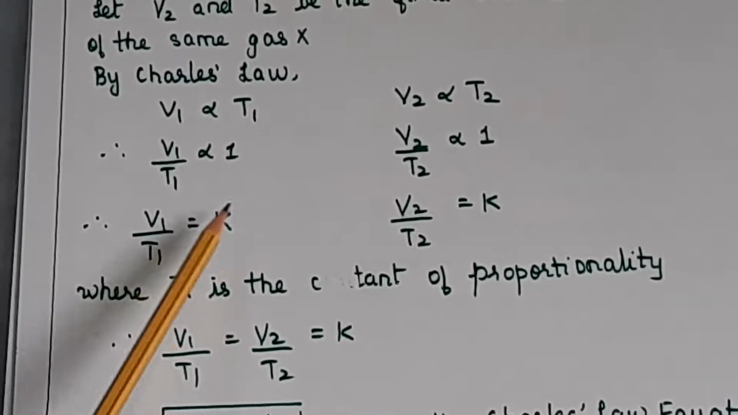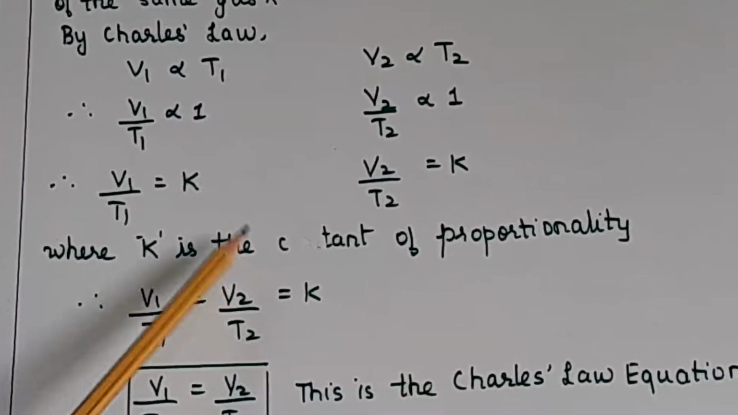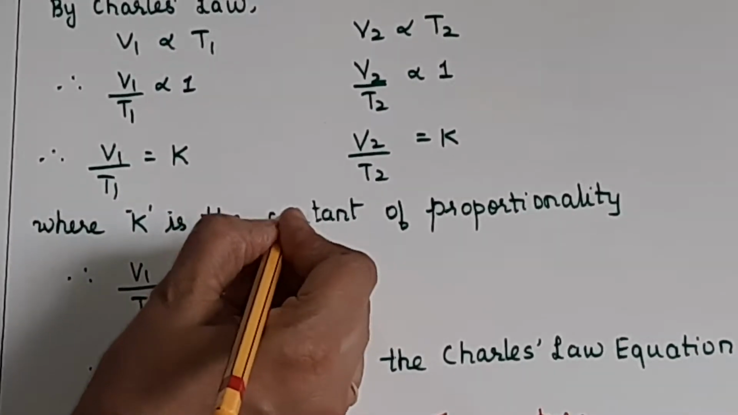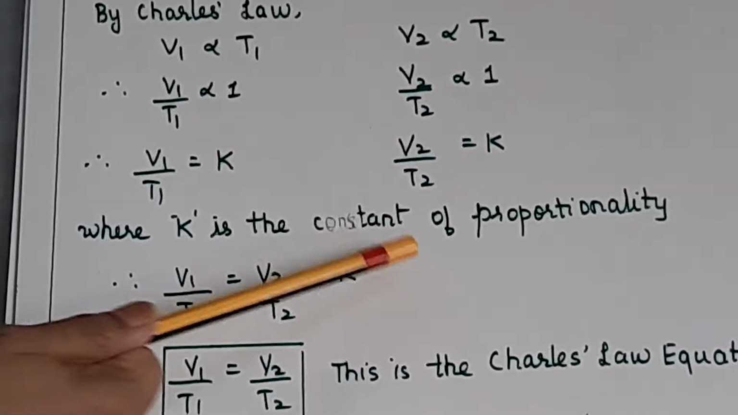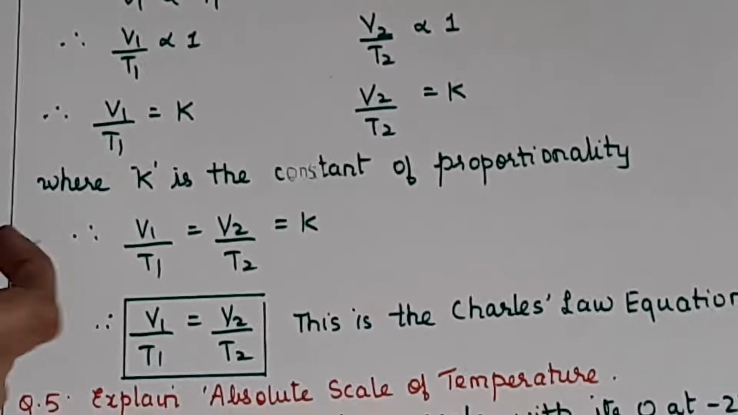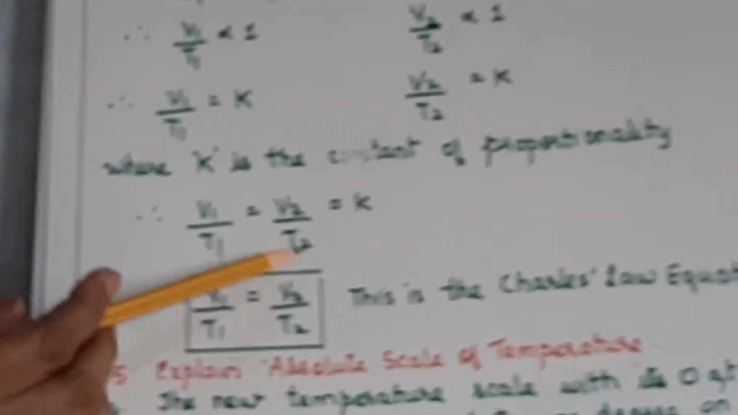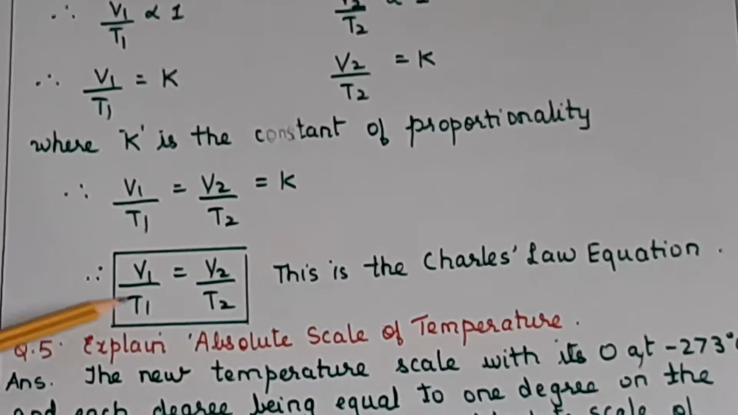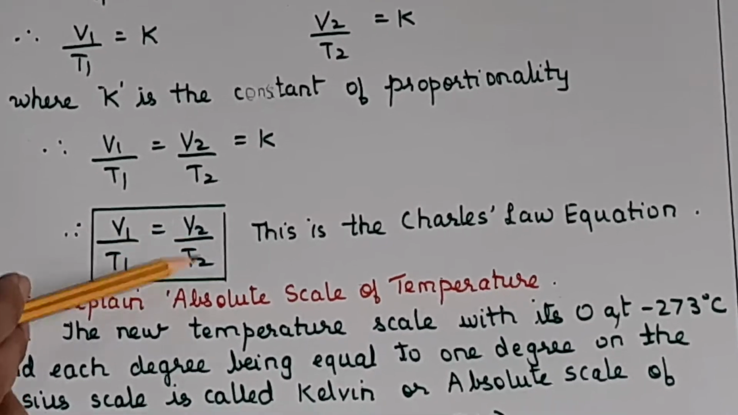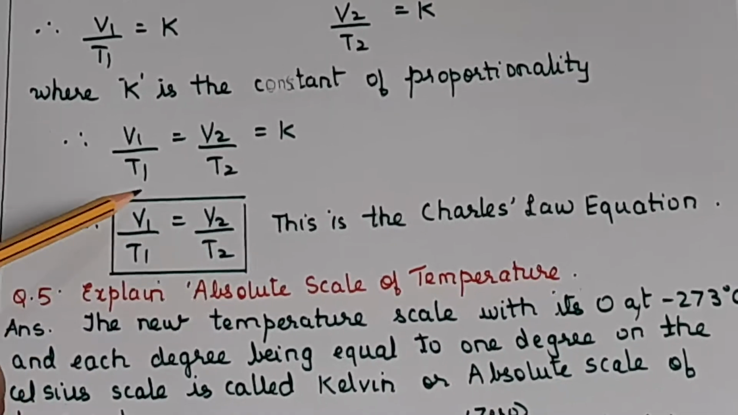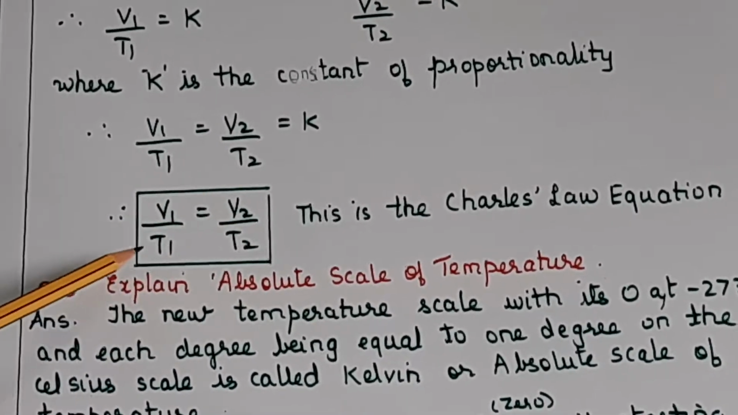So V1 upon T1 is equal to K and V2 upon T2 is equal to K, where K is the constant of proportionality. Okay, from these two you can write, therefore V1 upon T1 is equal to V2 upon T2 is equal to K. So put this Charles' law equation in a box. V1 upon T1 is equal to V2 upon T2. Now for numericals based on Charles' law, that is when pressure is constant, you are going to make use of this equation.